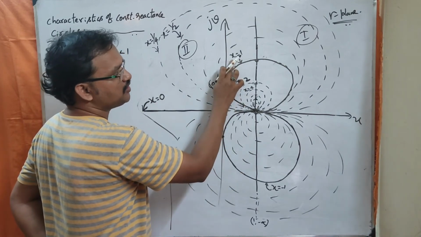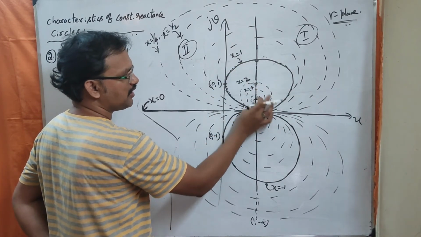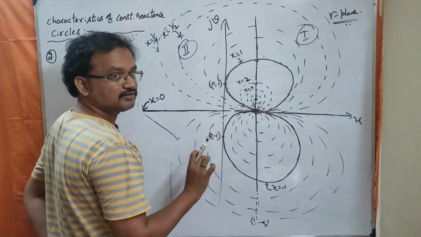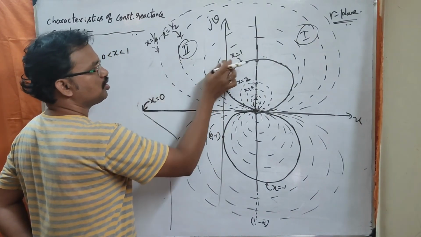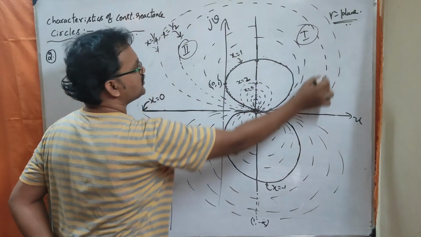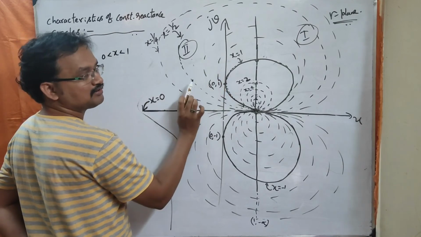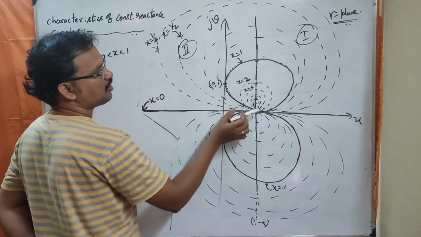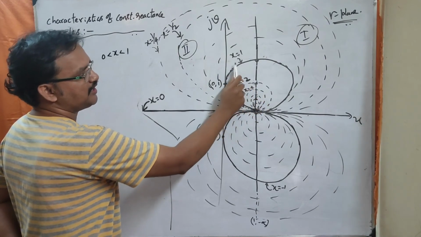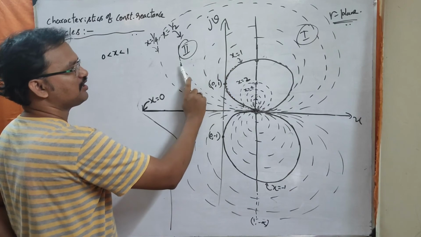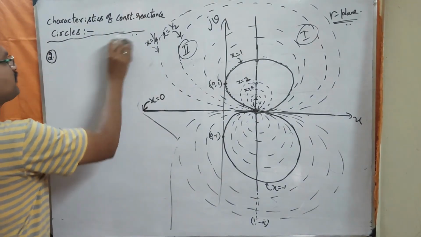So that means if the x value is greater than or equal to 1, all the constant reactance circles are passing through only the first quadrant. Yes or no? Now if you consider the reactance value between 0 to 1, then you are going to get all these reactance circles. Yes or no? If the reactance value is less than 1, then all the reactance circles are passing through what here? First quadrant and second quadrant. If x is greater than 1, then it is going to pass through the first quadrant. If x is less than 1, then they are going to pass through the first quadrant and second quadrant. Understood?